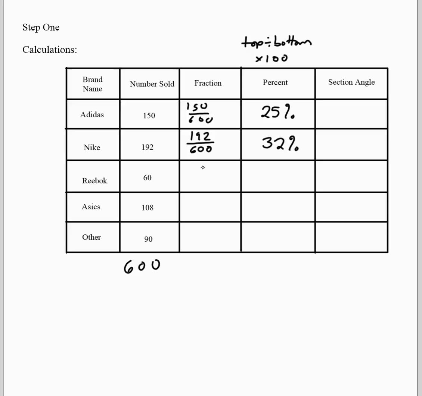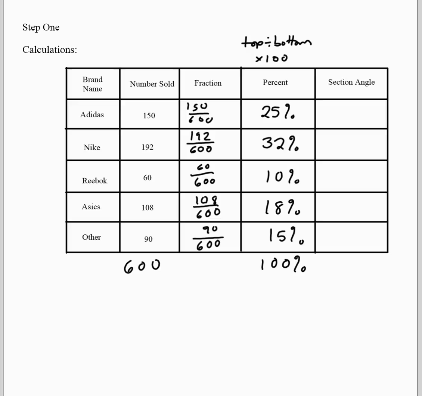I'm going to do the same for Reebok. And when I do that, I get 10%. I'm going to do the same for Asics. And when I do 108 divided by 600 times 100, I get 18%. And then my other, when I do that, I get 15%.